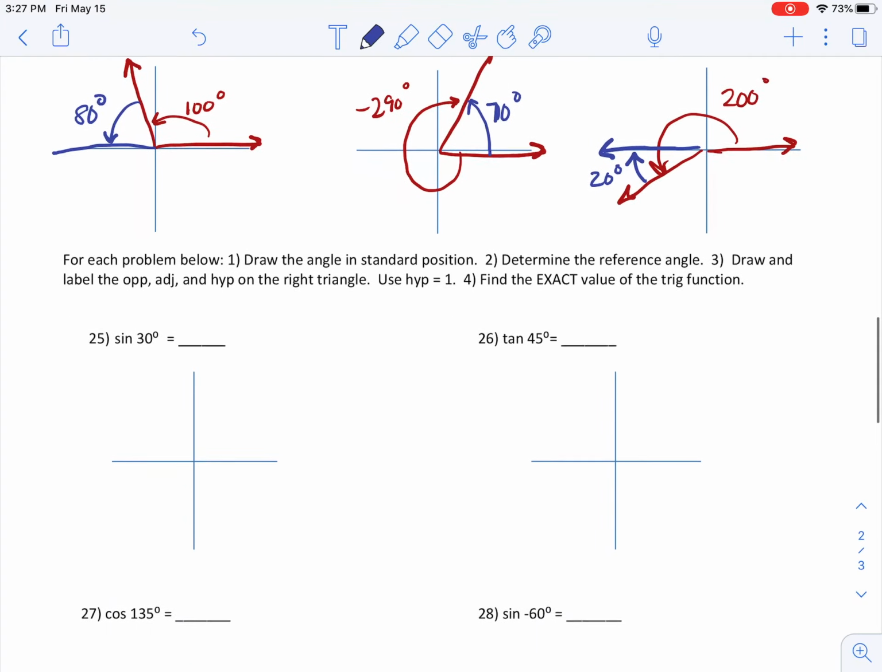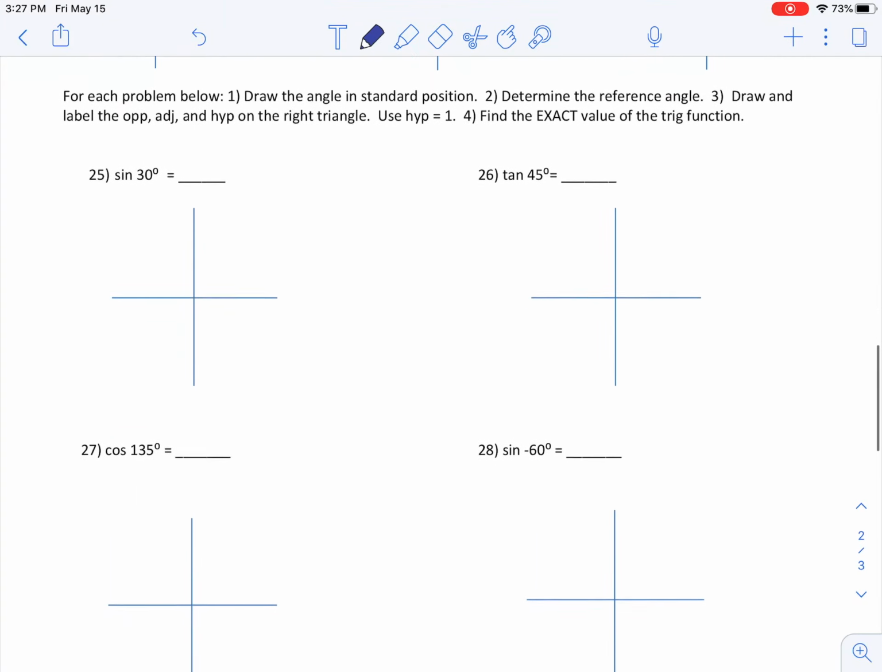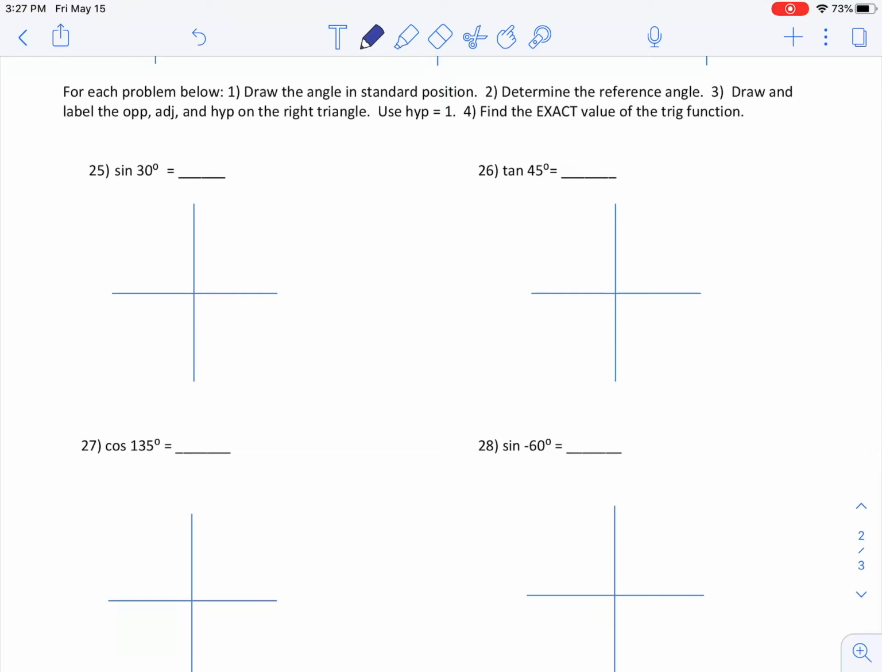For each problem below, draw the angle in standard position, determine the reference angle, draw and label. All right, so 30 degrees would look like this. There's a 30-degree angle.